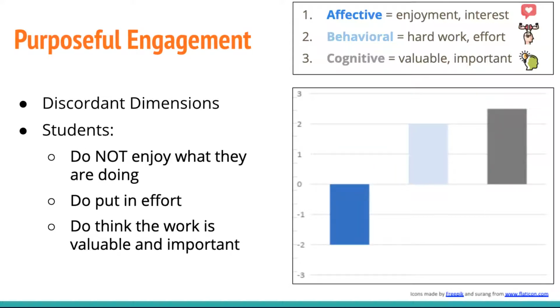And then lastly, we have purposeful engagement, where the affective dimension is low, and then the behavioral and cognitive dimensions are a bit higher. And so this would look like students not enjoying what they're doing, but they're putting in effort and they think it's valuable and important. And so we call this purposeful because they do see the importance and they are working at it, but they do not like it.